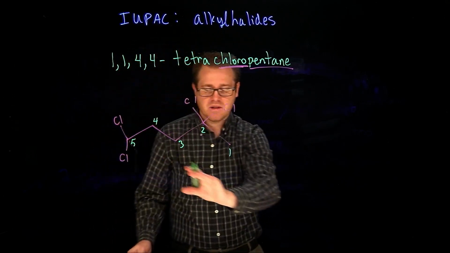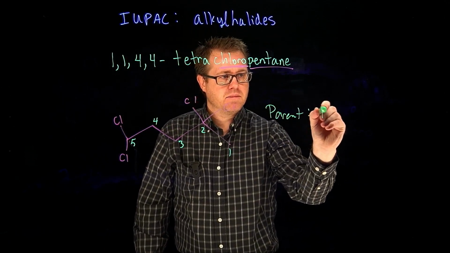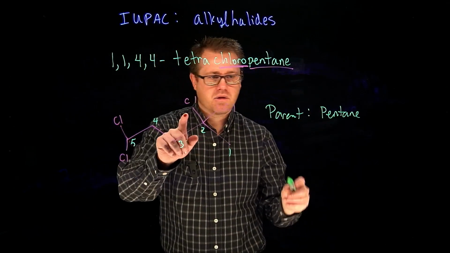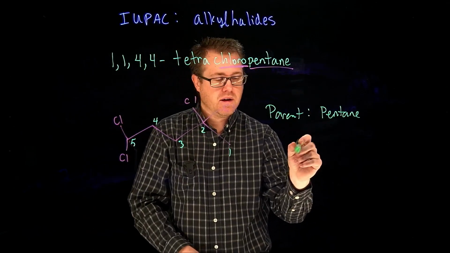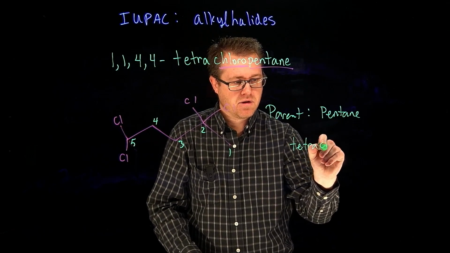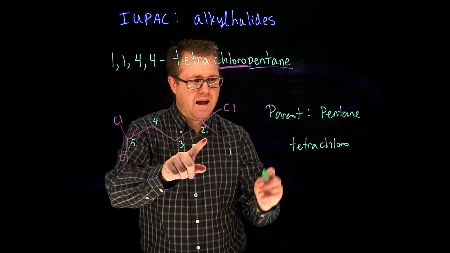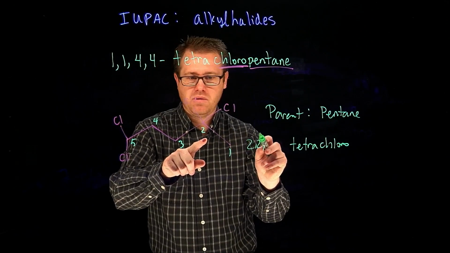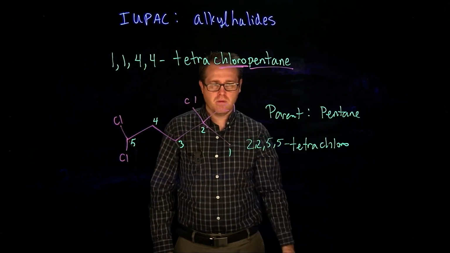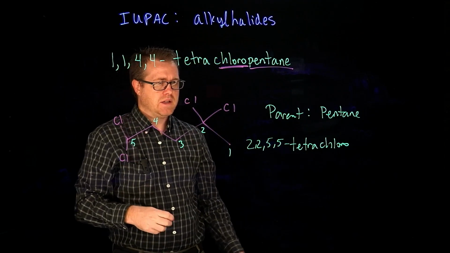So 5 carbons, so that's a pentane. So I'm just doing our parent, and that's pentane. Okay. And I see 4 chloros, right? So that would be a tetrachloro. But the way I have this numbered, I have a 2,2,5,5-tetrachloro. That doesn't make sense, right? I thought it was a 1,1. What did I do wrong?